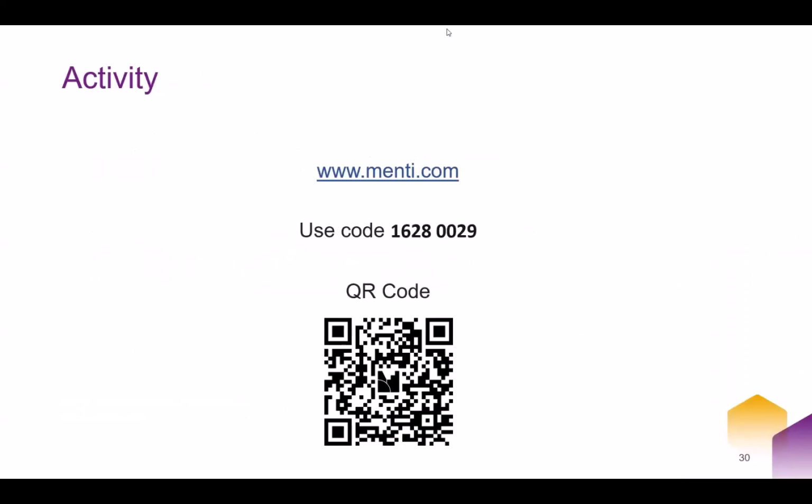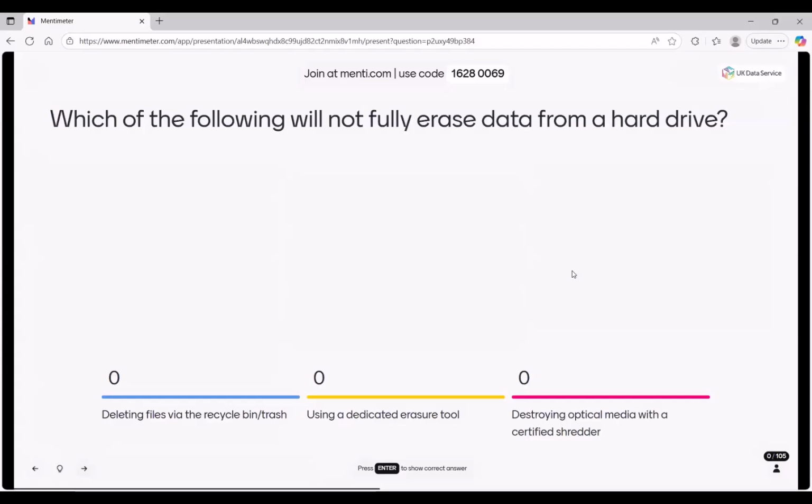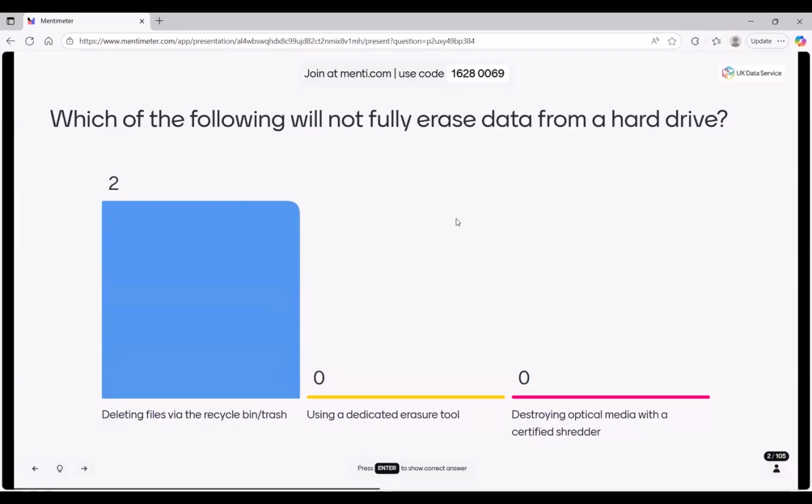So again, just to give you a break and give myself a break, a quick question on Menti. Which of the following will not fully erase data from a hard drive? What do you think?